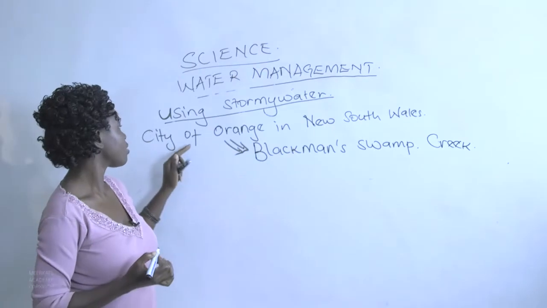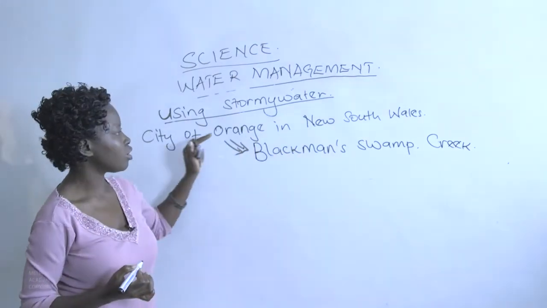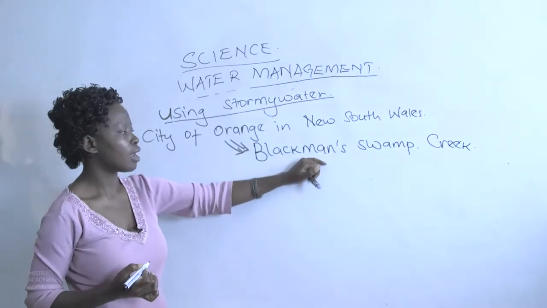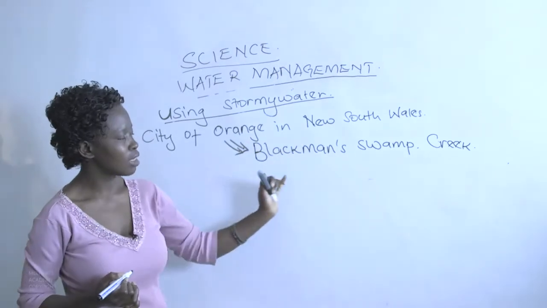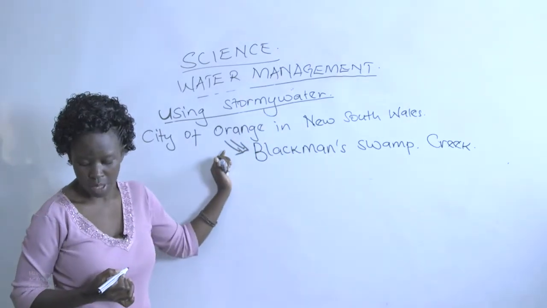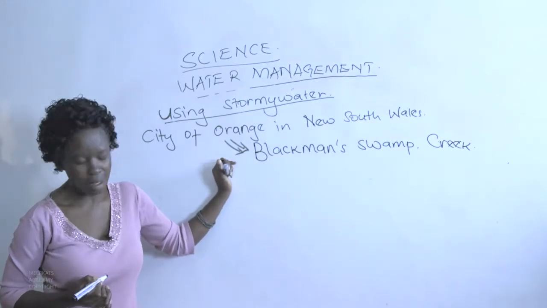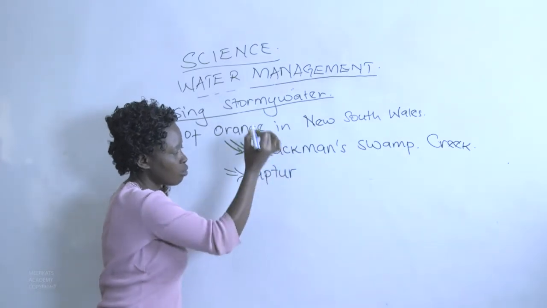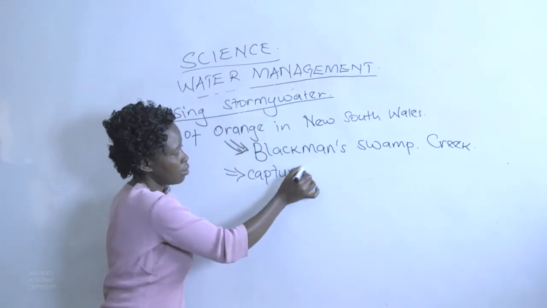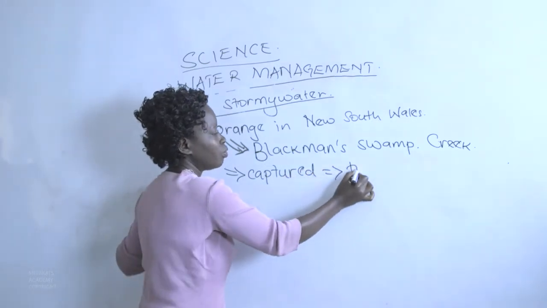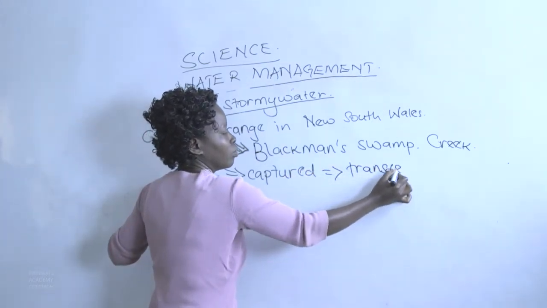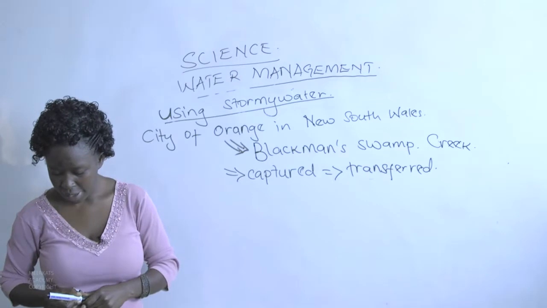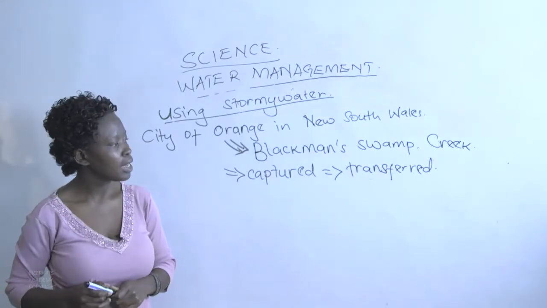So around the city of Orange in New South Wales, there is a Black Man's Swamp Creek. So stormy water is available in this given region. Then this stormy water is captured, and after it is captured, it is transferred. So it is captured and transferred to a nearby dam.